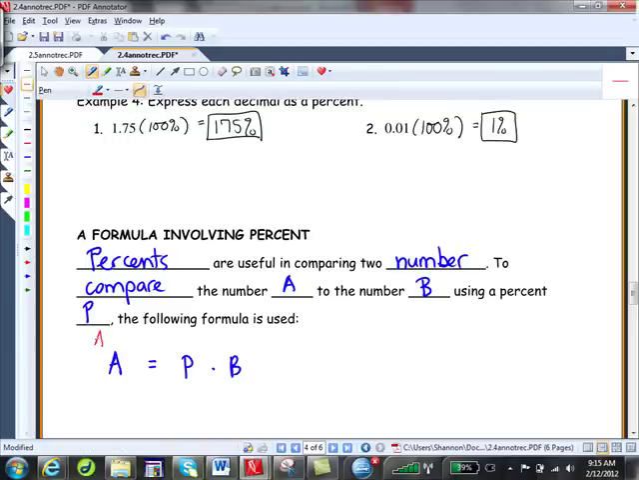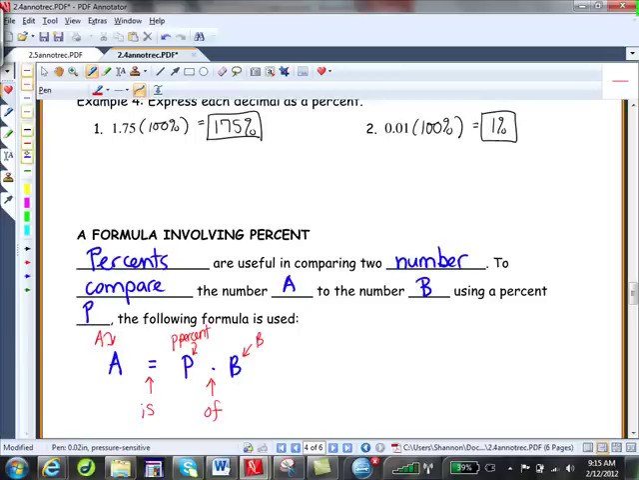A is just A, right? What does equals mean in math? Good, is. P means P%. What is a times in words in mathese? Good, of. And then B is just B.